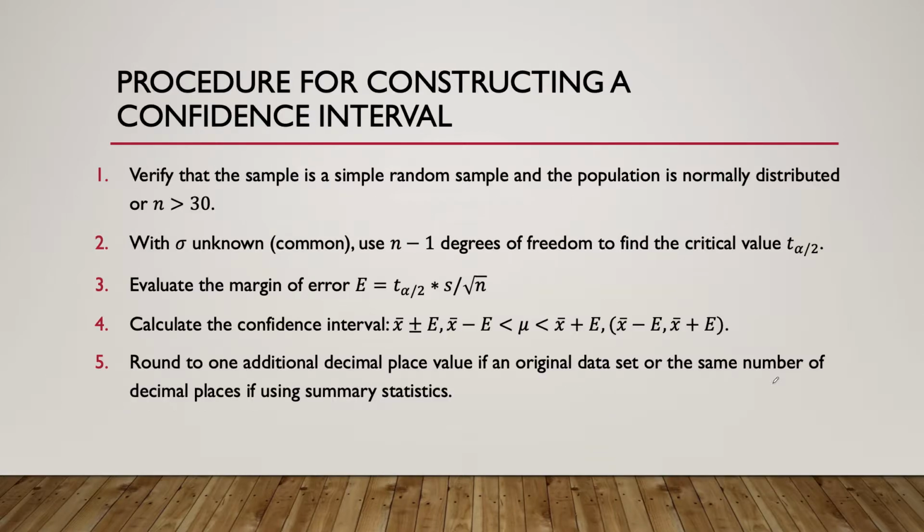The procedure for constructing a confidence interval: we first need to verify the sample is a simple random sample, and the population is normally distributed, or the sample size is greater than 30. So we need to look at the histogram, or that normal probability plot.